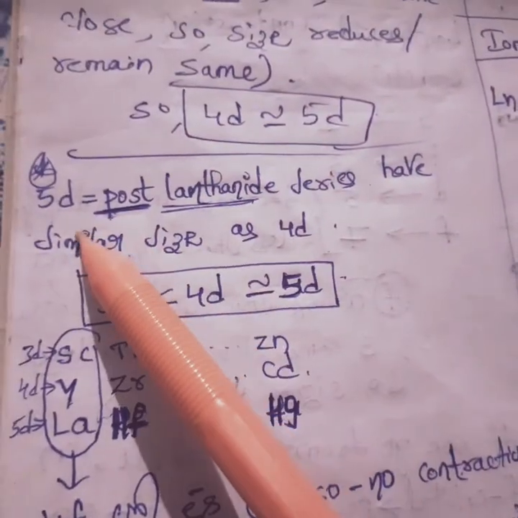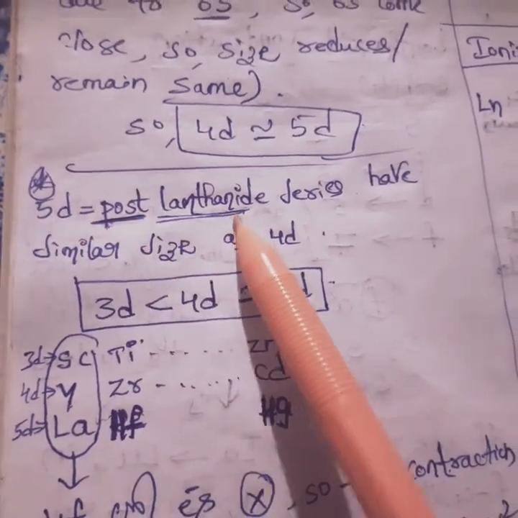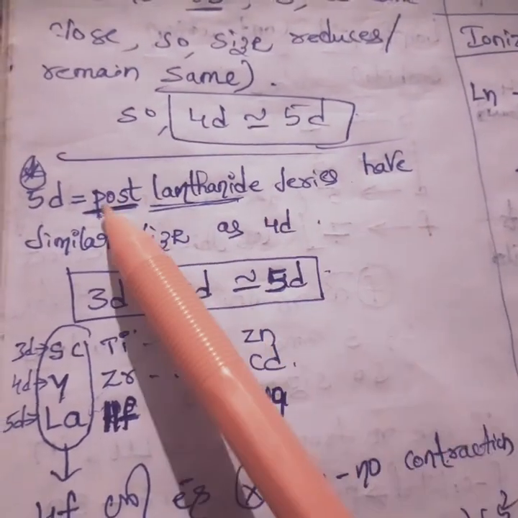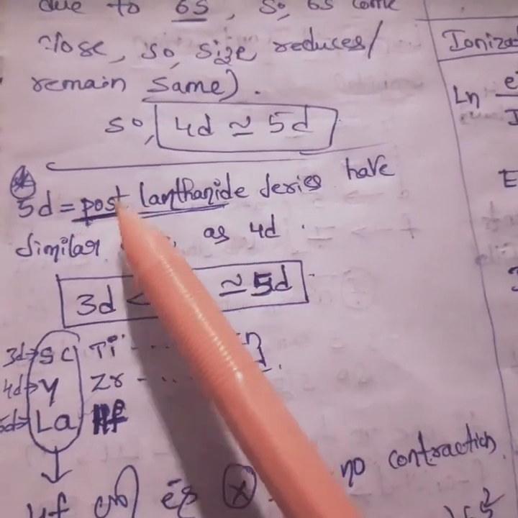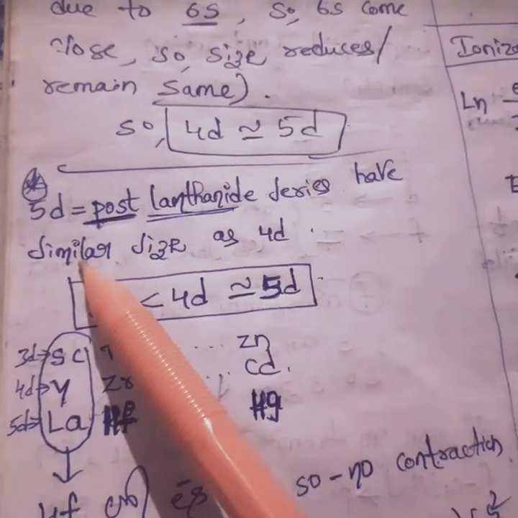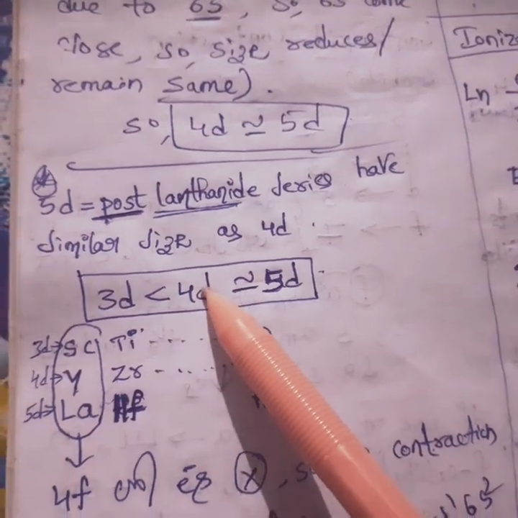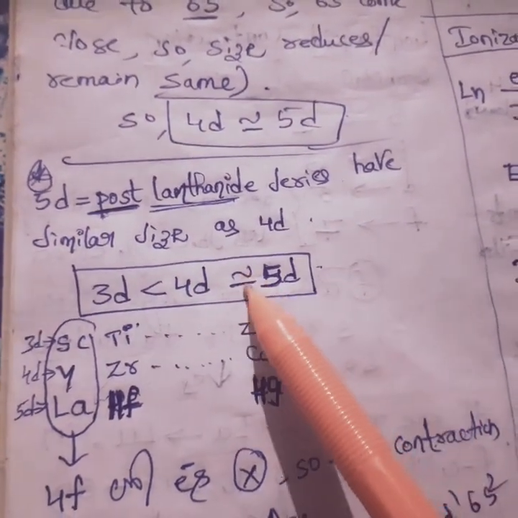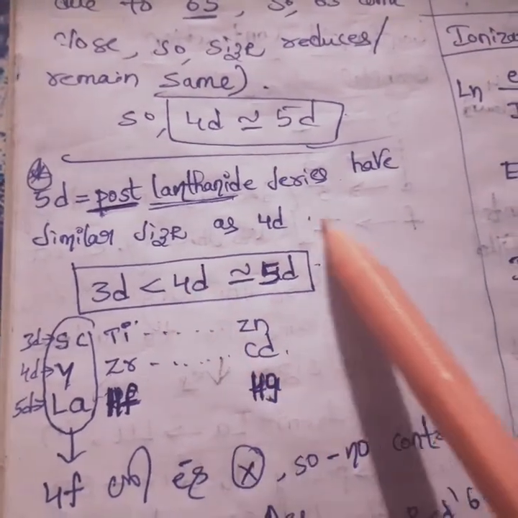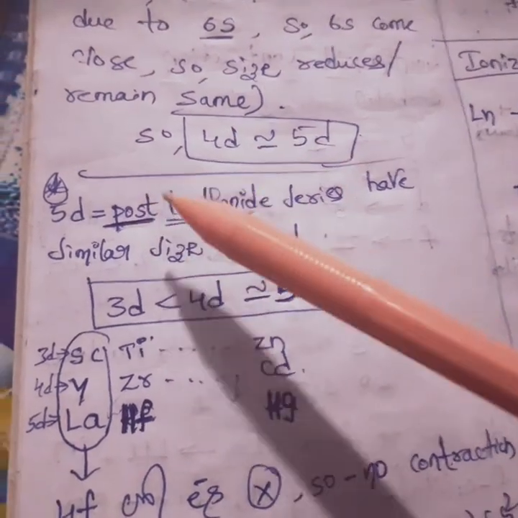Next, come here. This 5D is a post-lanthanoid series, means in this 5D the elements are present after the lanthanum. Post-lanthanoid series. These have a similar size as 4D. What they are telling is that 4D and this 5D have almost similar size. Why? Because of lanthanoid contraction. This one we have to remember. Let us focus on this.